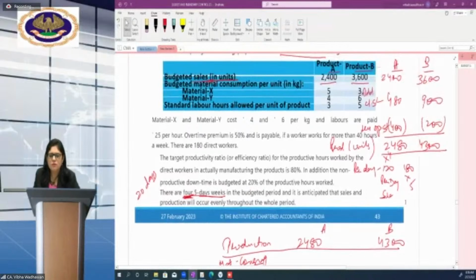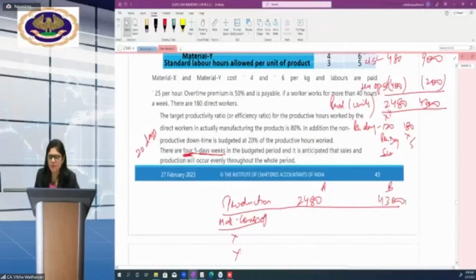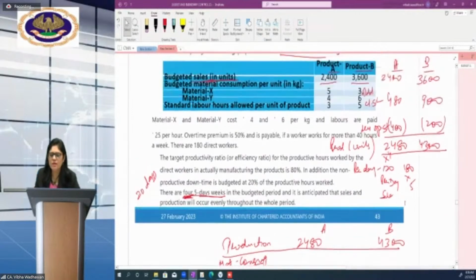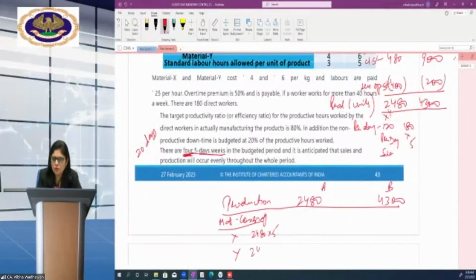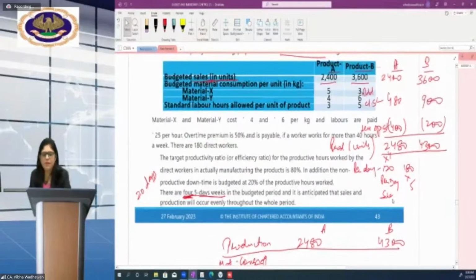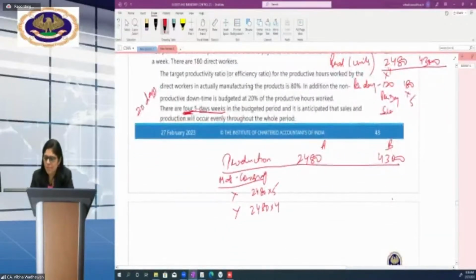Now the material consumption. We have two materials, X and Y. Material X takes 5 kgs per unit. So 2480 into 5 will give us the raw material consumption. For material Y, it's 4, so 2480 into 4. Clear? And for product B, it's 3 and 6: 4300 into 3 and 4300 into 6. This will give you the raw material consumption required for products A and B.